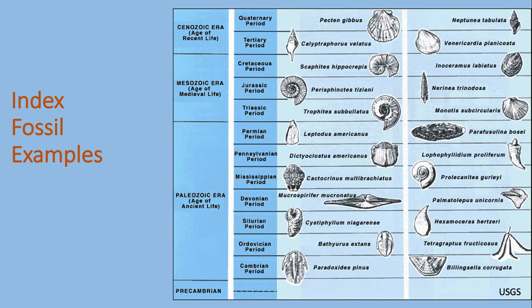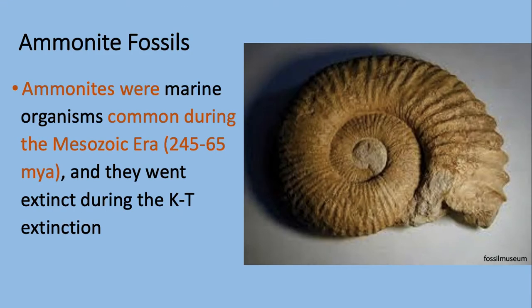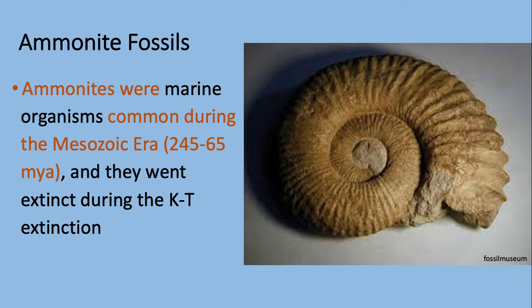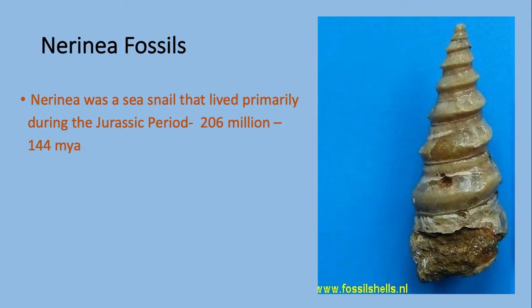And this chart shows some examples of index fossils and the eras or periods during which they were widespread. And I'll give a few examples here. Ammonite fossils were marine organisms common during the Mesozoic era, and they went extinct during the KT extinction. That's the extinction that killed the dinosaurs 65 million years ago. And so if you find a rock with ammonite fossils in it, you know that it's at least 65 million years old and maybe as old as 245 million years old, because that's when the organisms were widespread.